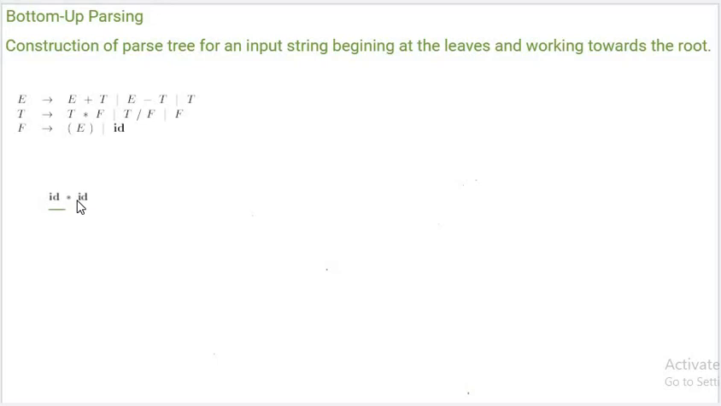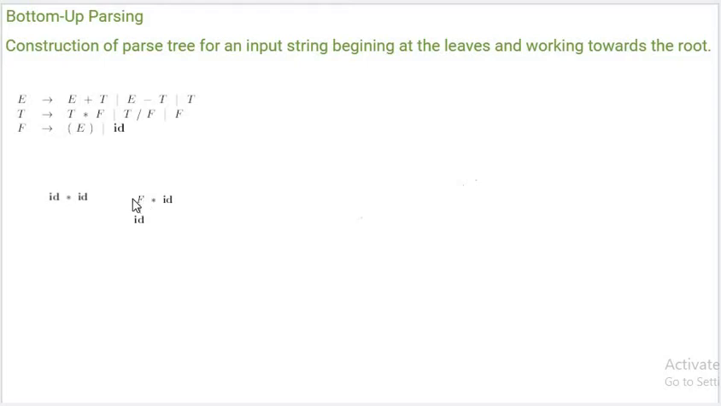So for this input string, we are going to construct the parse tree. In bottom-up parsing, as I said earlier, we identify the handles. So let us consider that id is a handle. Next, you have to compare this handle with the production rules and check which production rule it matches. This handle id matches the production rule F tends to id. So we can reduce this id as F. The handle id is being reduced as F.